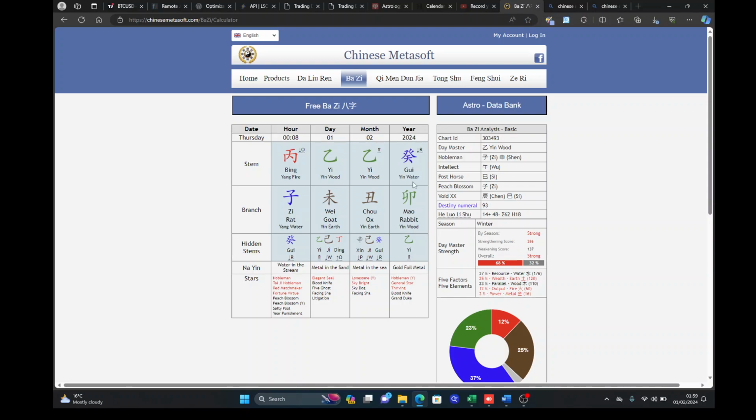here is the pillar of the year and here is the pillar of the month. So we haven't had fire here at all in the heavenly branches. We've had it in the earth branches, but not in the heavenly branches.